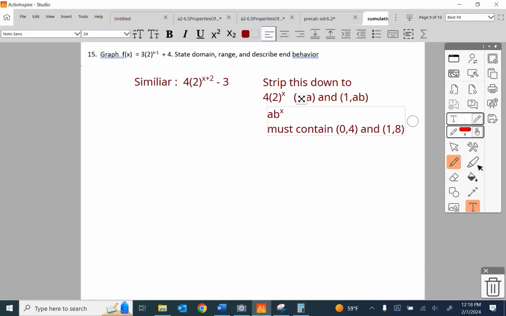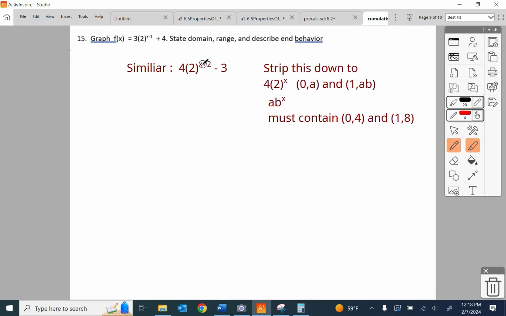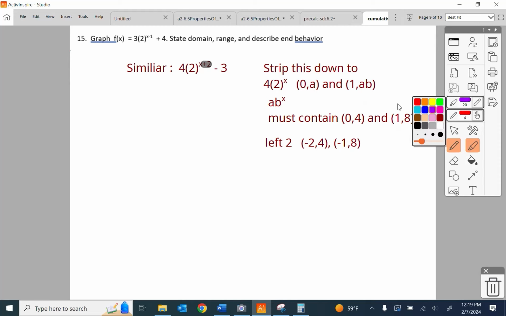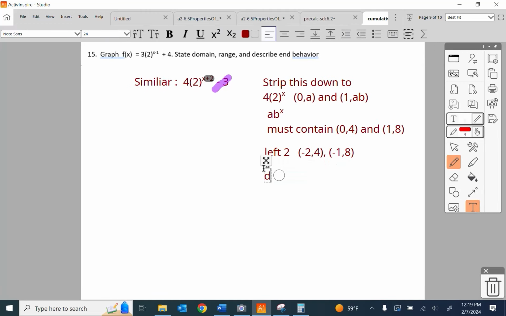Now I'm going to go back over here and look at the transformations. I got that right there, which is x plus 2. There is a left 2 move. So it becomes negative 2, 4, and 1 minus 2 is negative 1, 8. There is also this other transformation, minus 3, which is a down 3 translation. So if I take away 3 from 4, I get 1. And if I take away 3 from 8, I get 5. And that's my final pairing.